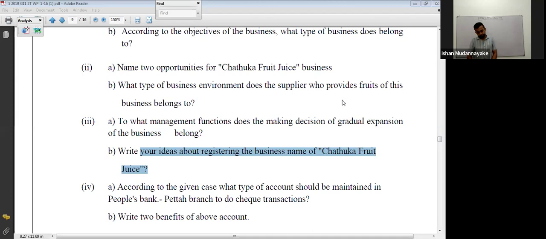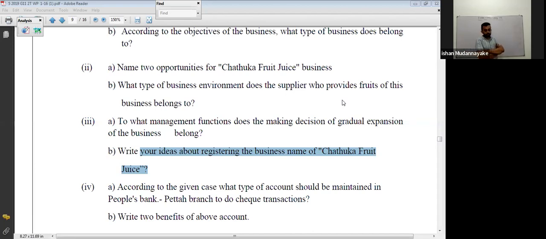Registering the business, because the name of the business is not the full names of the owners. Yes, very good. The business is conducted using another name without using the partners' full names. Therefore, the name of the business should be registered.